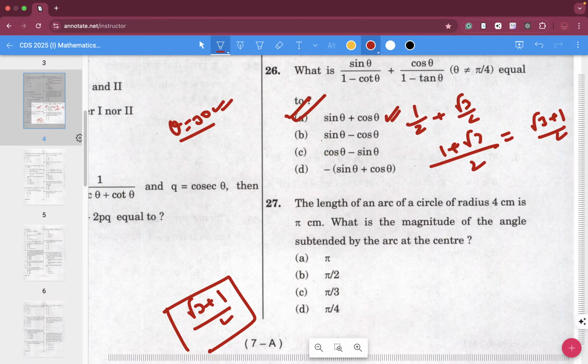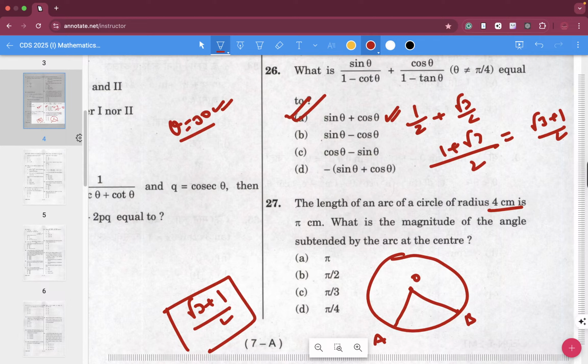Easy one. The length of an arc of a circle of radius 4 centimeter is pi centimeter. Okay, this is your circle, and this is your radius O A B. The radius over here is 4 centimeter, they have already given. The length of the arc AB is equal to pi. And what is the magnitude of the angle subtended at the center by the arc? This was a sitter question, folks, right?